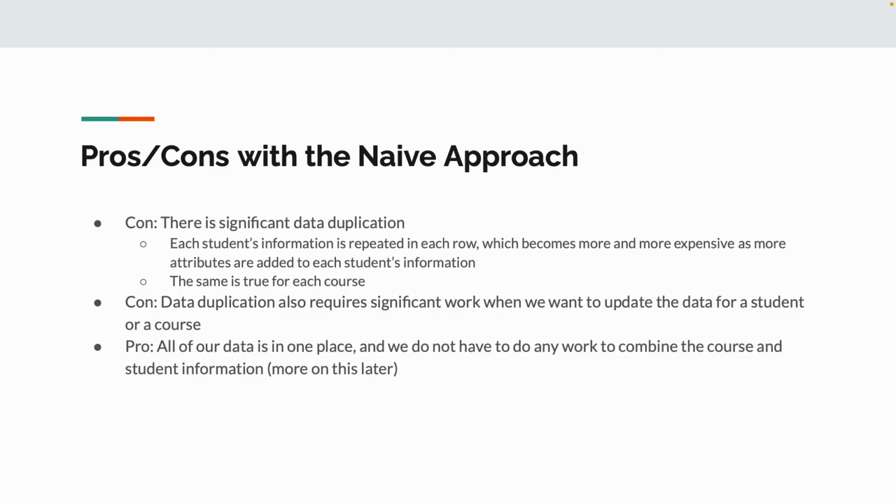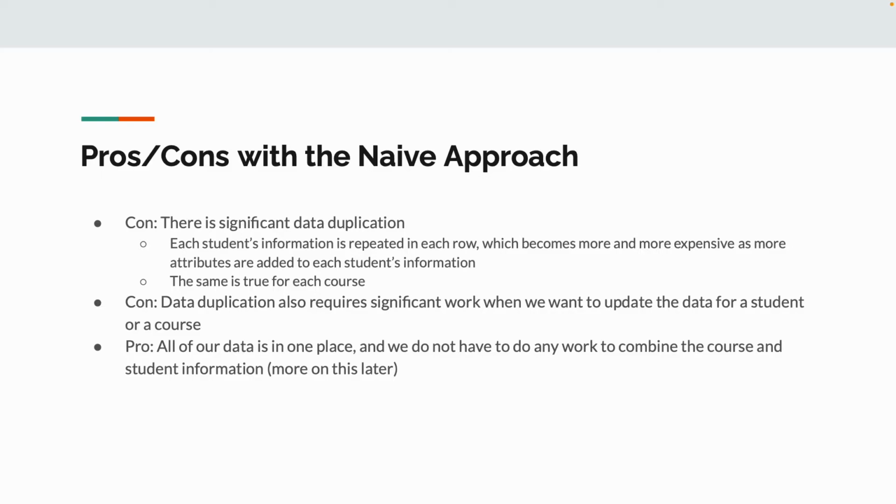So the pros and cons of this approach, traditionally speaking, there are mostly cons. The most significant drawback of this approach is that there's significant data duplication. So each student's information is repeated in each row, and as we add more attributes to course and student information, this duplication gets worse and worse and makes database storage more and more wasteful, and also can do funny things with the analysis of data.